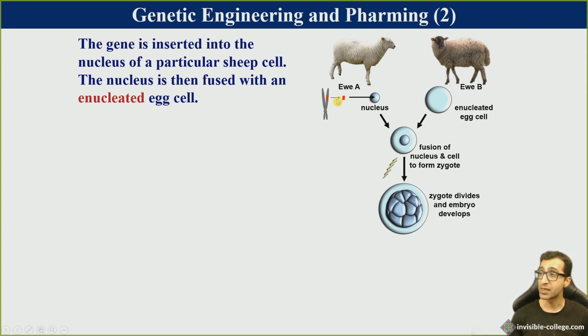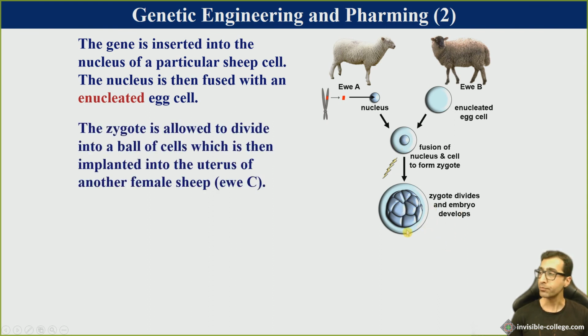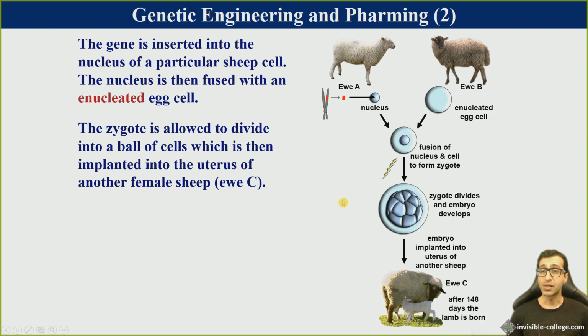So we're taking this gene, inserting it into a sheep cell nucleus from one sheep, and then we take an egg cell or ovum from another sheep, remove its nucleus so that we can place that nucleus containing that foreign gene into that egg cell. We then fuse that nucleus with the egg cell, and this essentially forms a zygote. So we can then simply allow that zygote to develop by mitotic division to an embryo. But then we can implant that rapidly dividing embryo into the uterus of yet another sheep.